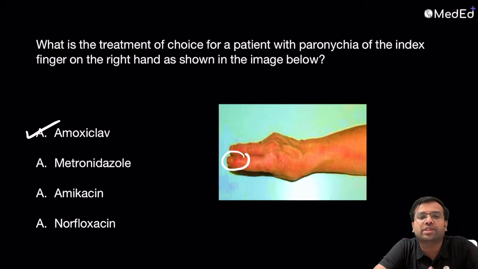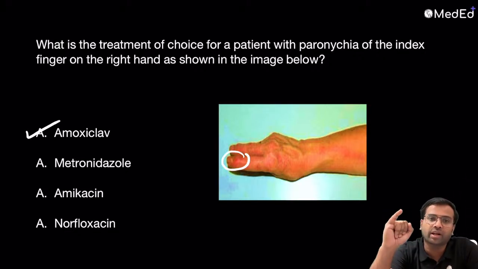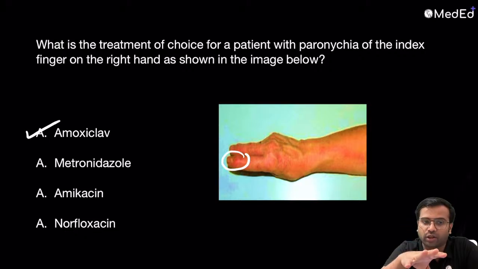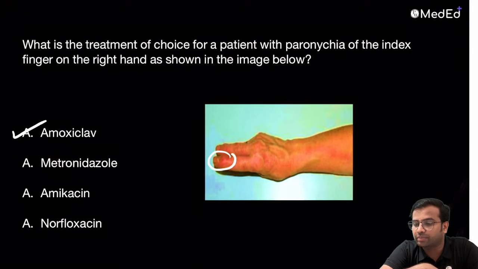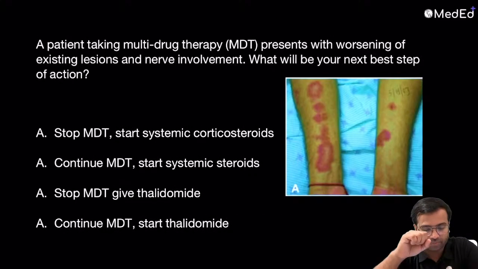So here this is somewhere you have to apply your knowledge of what paronychia is, and then in paronychia what is a common causative organism, and based on the causative organism you will have to reach a conclusion about which antibiotic should be chosen in the option. Okay? Excellent. Now let's go to the next one.